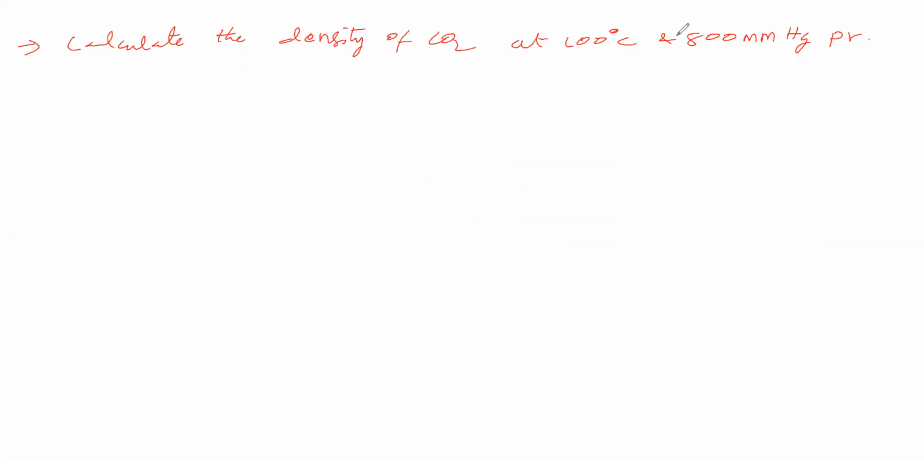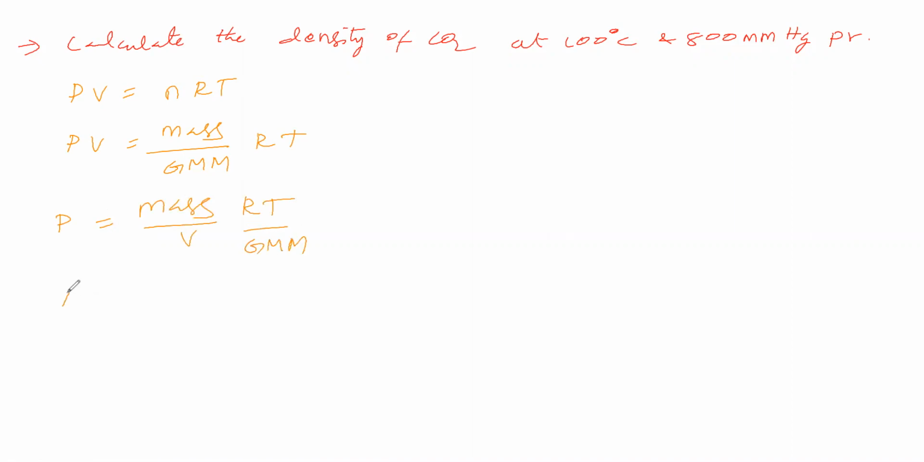Now we will take the ideal gas equation. The ideal gas equation is PV equals nRT. Here n is mass by gram molecular mass, so PV equals mass by gram molecular mass into RT. Now we rewrite: pressure equals mass by volume into RT by gram molecular mass. Mass by volume is density, so P equals density into RT by gram molecular mass. Therefore density equals pressure into gram molecular mass by RT. So we got the formula of density.